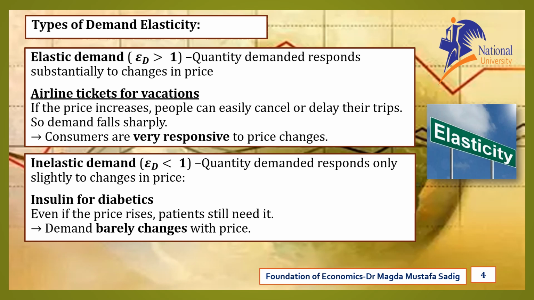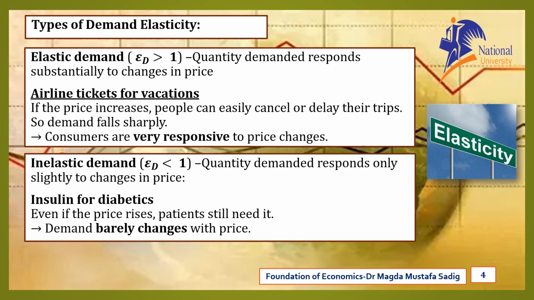So, elastic demand happens when a small change in price causes a big change in the quantity people buy. Imagine airline tickets for vacation. If the price goes up, many people might cancel or postpone their trips, so the demand drops a lot. This means buyers are very sensitive to price changes. In mathematics, we say the elasticity is greater than 1.